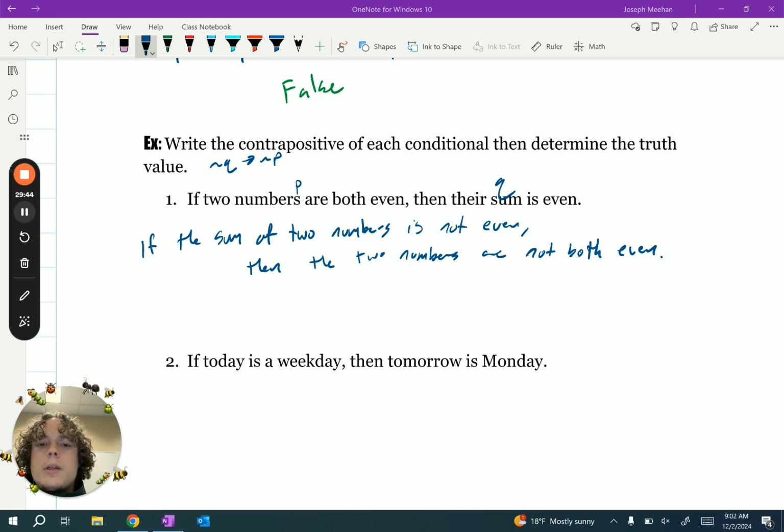So let's think about this. If the sum of two numbers is not even, that means it has to be odd, right? So let's say we have some odd number, 15, where the sum of two numbers equals 15. Then the two numbers that add up to 15 are not both even. I think that has to be true, right? Because if you have two even numbers and you add them together, then the sum is always going to be even. But if you have two numbers that add up to an odd number, then one of them has to be odd, right? So I would say this has to be true.